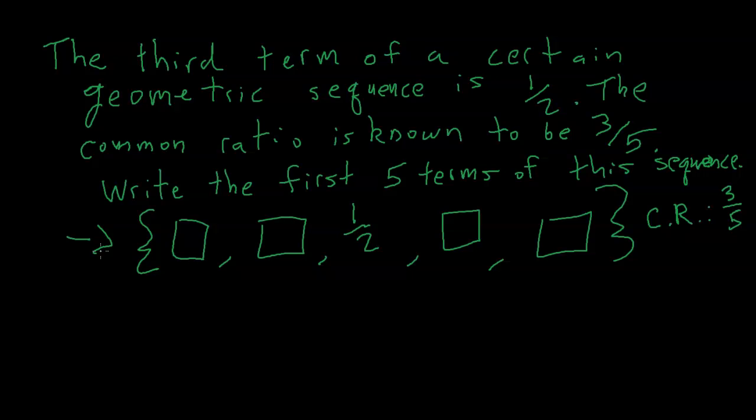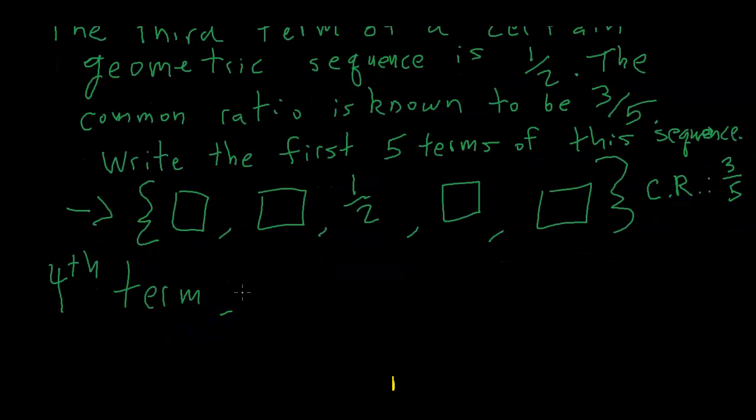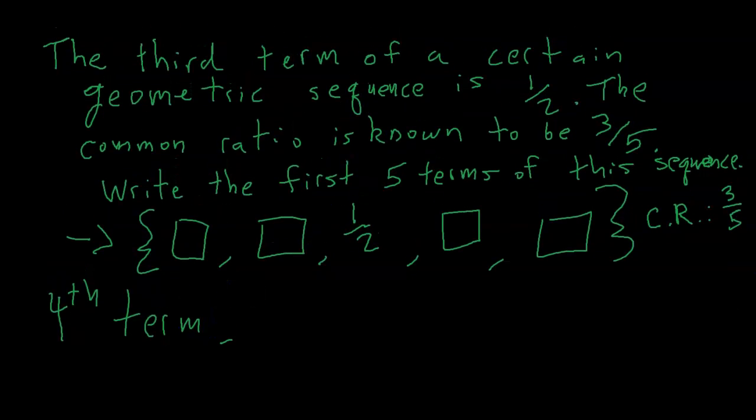Let's first work on finding the fourth term. We know the third term. Remember that in a geometric sequence, to find your next term, you simply take your current term and multiply by the common ratio. So to find the fourth term, what do we do? We simply take the third term and multiply by our common ratio, which is 3/5.